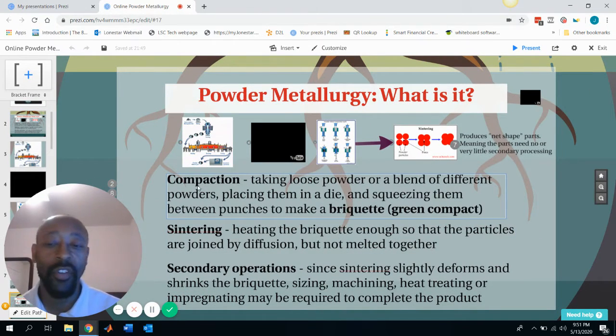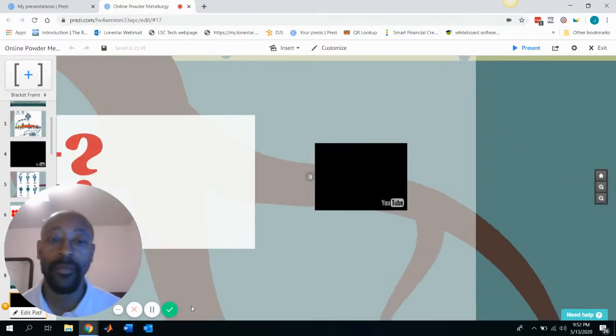So again, this is just a straight rundown of those basic processes involved in powder metallurgy. Making metal powder goes without saying, but the compaction process, when you take that loose powder and you squeeze it together in a die to form a briquette or a green compact. Then the sintering process, when you heat it so that the particles are joined by diffusion. Remember, they're not melted together. They're joined by diffusion, getting rid of those pores in the middle of the metal powders. And then secondary operations, if secondary operations are needed, they include things like sizing, machining, heat treating, impregnating. Lots of these things we'll talk about in a little bit more detail as well.